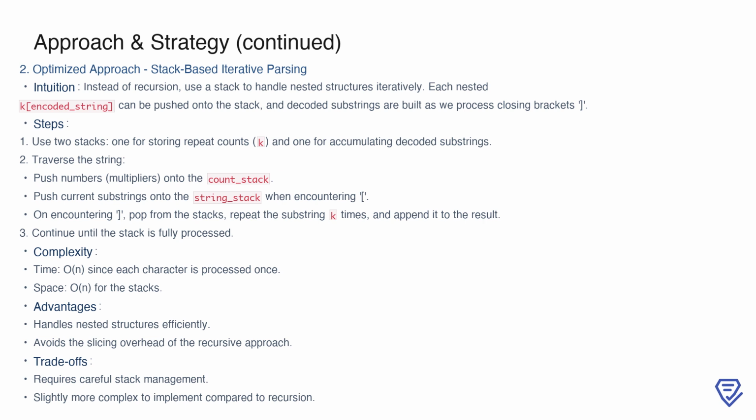Upon encountering a closing bracket, we pop from both stacks, repeat the substring k times, and append it to the result. This method processes each character in the string exactly once, giving it a time complexity of O(n). The space complexity remains O(n) due to the stacks, but it avoids the slicing overhead of recursion. While stack management requires careful handling, this approach is more efficient and handles nested structures gracefully.